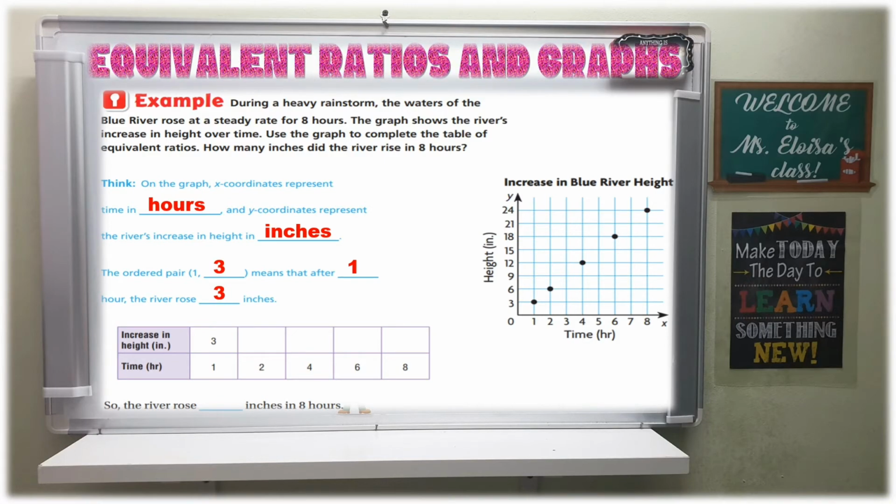In 2 hours, the river increases by 6 inches. In 4 hours, that is 12 inches. 6 hours is 18 inches. And in 8 hours, the river will increase by 24 inches. So the river rose 24 inches in 8 hours.